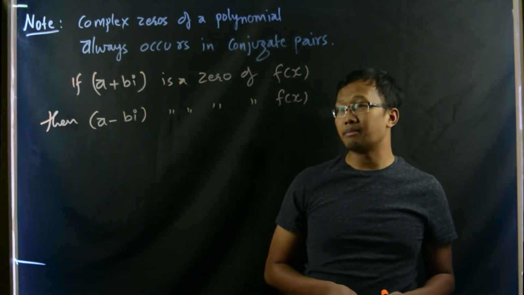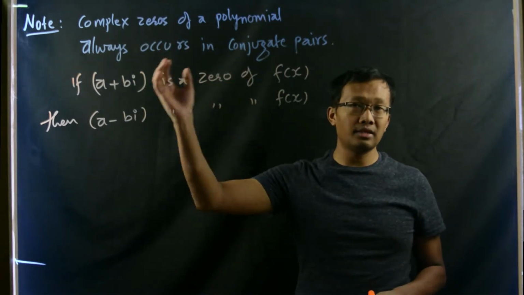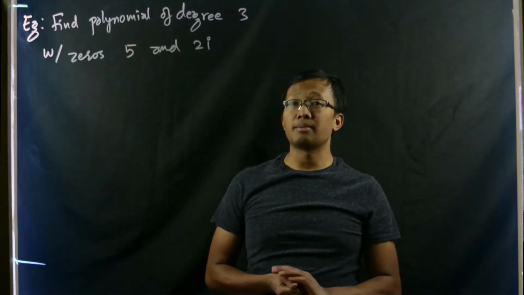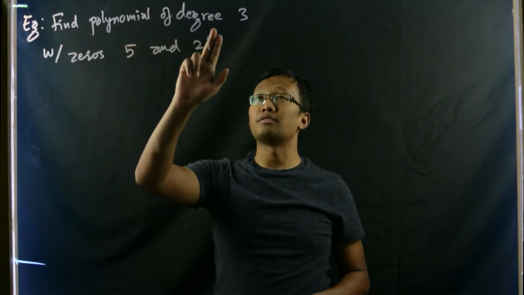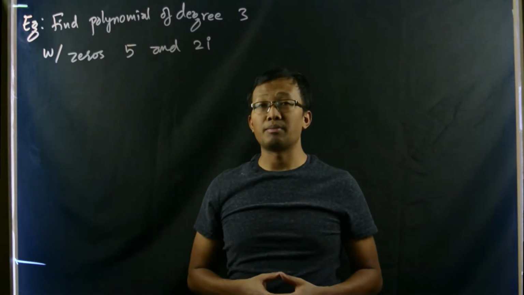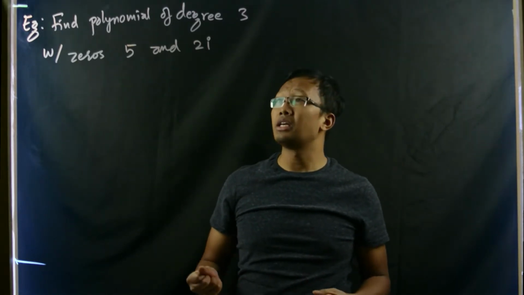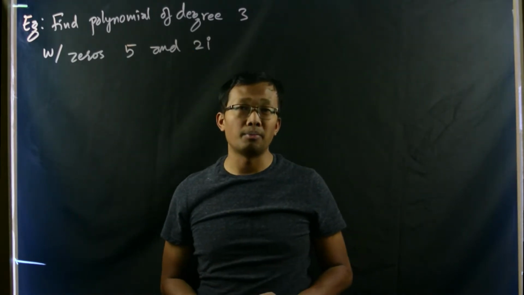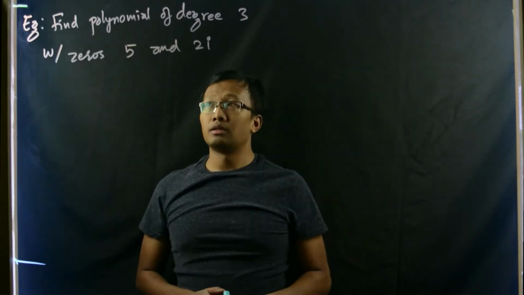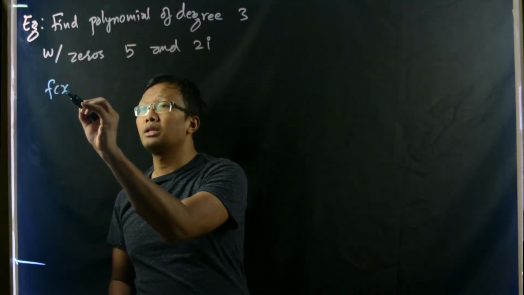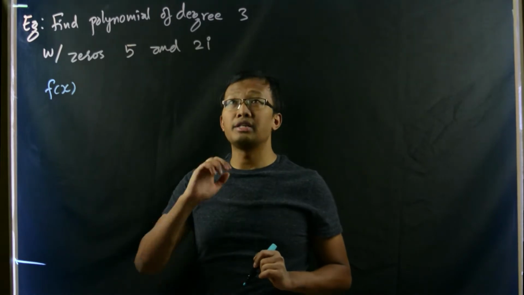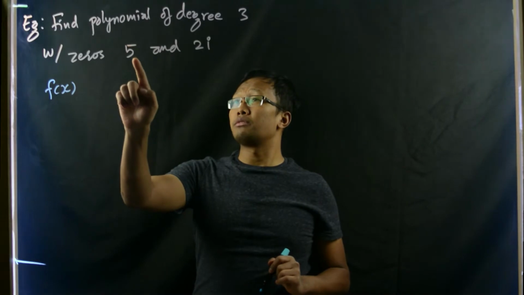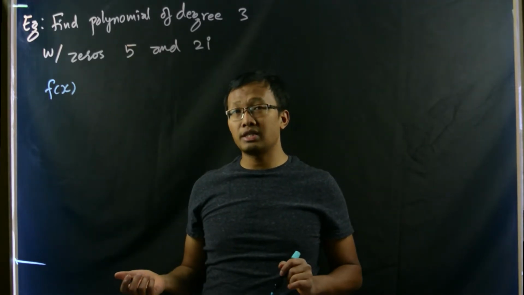Now let us take an example involving this idea and the idea given by the fundamental theorem of algebra. Let's take an example where we need to find a polynomial of degree 3, that means the highest power of x is 3, with zeros 5 and 2i, where 2i is a complex number or simply an imaginary number. Let us consider f of x to be the polynomial having such criteria. The degree is 3 and zeros 5 and 2i. So we already know 5 and 2i. There are two zeros, and what is the next zero?